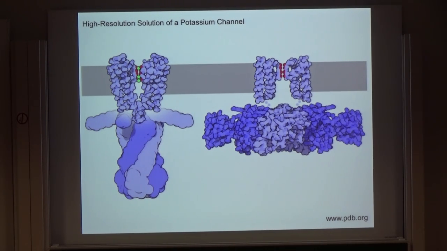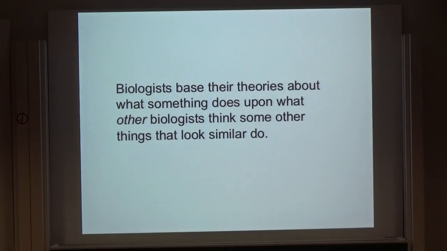Now, biologists are aware of, although I think don't appreciate the importance of, those two problems. But there is a third insidious difficulty with saying, and I'll say it again, biologists base their theories about what something does upon what other biologists think some other things that look similar do. Now, the problem is, what if the theory you were using to draw your conclusions was wrong? You know, I've actually seen at least one field in biology go completely awry because back in the early 2000s, some people published some critical papers in high-impact journals, like we're talking some of the highest-impact journals in our field. And those papers were cited about 300 times.